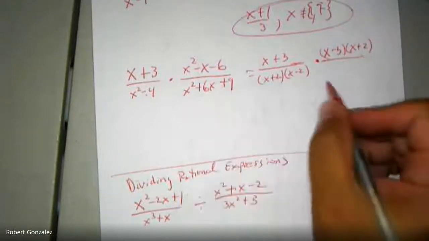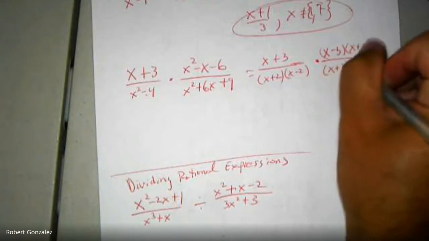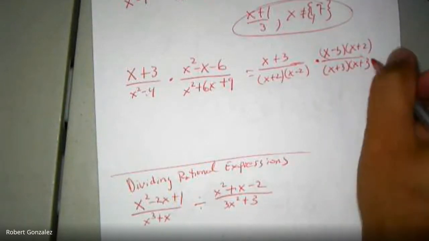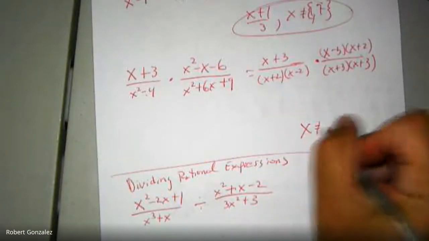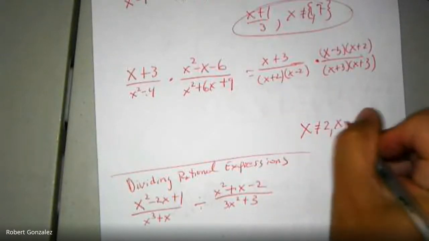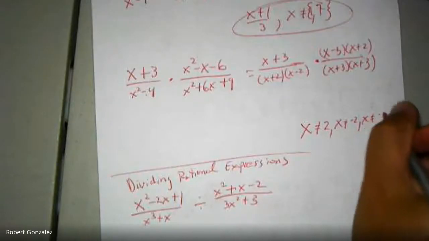On the bottom, I'm also going to use the diamond. I'm going to scratch paper. I'm going to get x plus 3, x plus 3. Once again, I look here to see what my excluded values are. X can't be 2, x can't be negative 2, and it can't be negative 3.